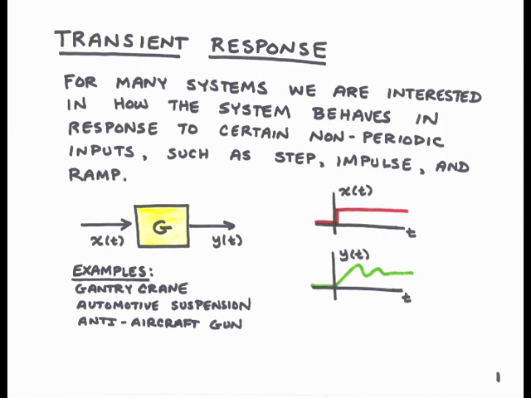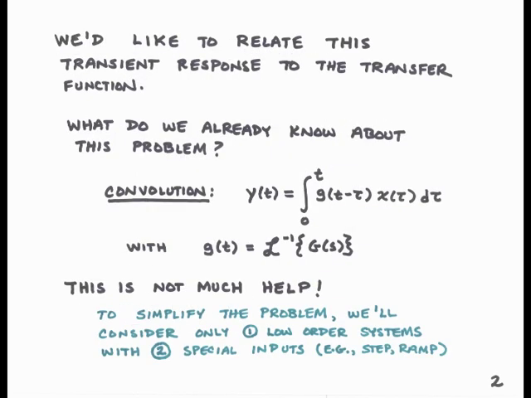We're interested in particularly what the output signal does in time. How large is it? How quickly does it reach a steady state value if the input reaches a steady state value? We've had many examples where we've looked at transient response. For example, the gantry crane problem. So let's see what we know about transient response.